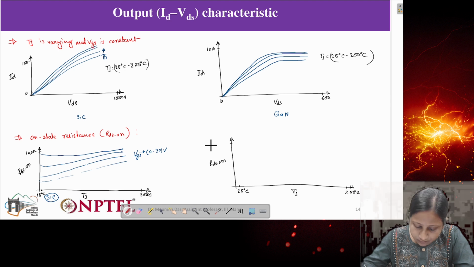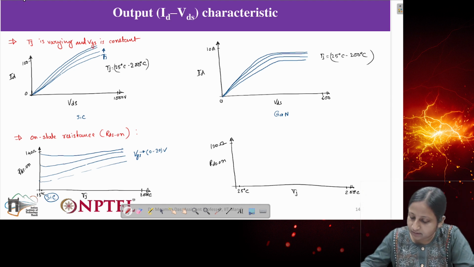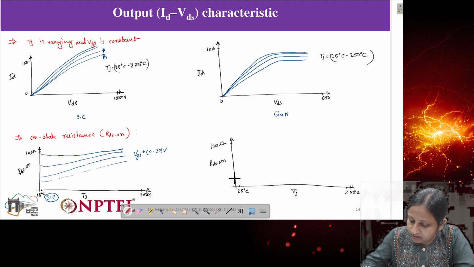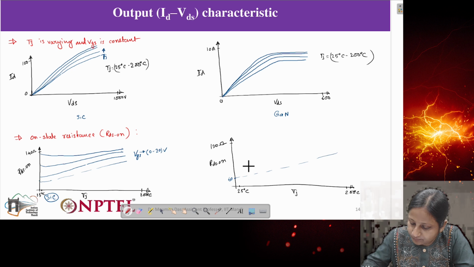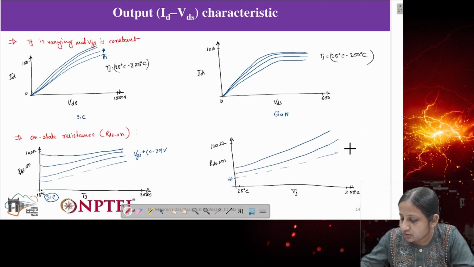Now this is, let's say, 120 ohm. So on-state resistance in this GaN is considered lower than that of the silicon. So here it is starting from, let's say, 60. Then the characteristics will look like this. One thing you can see from here at least. Here also VGS is varying. VGS is varying from 0 to 4 volts, positive volts.